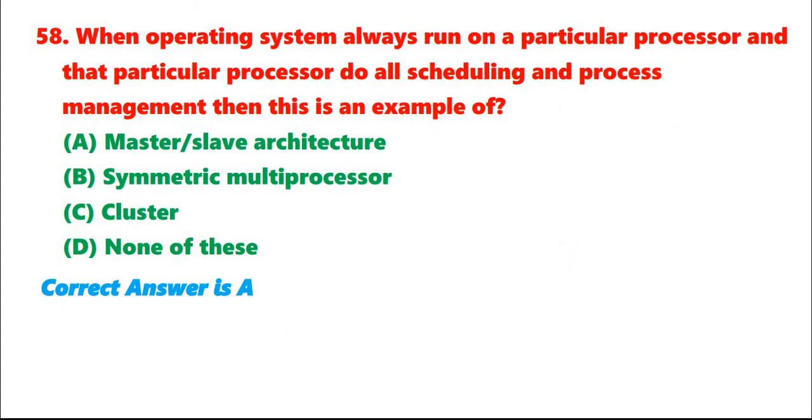58. When operating system always runs on a particular processor and that particular processor does all scheduling and process management, then this is an example of: A. Master/slave architecture. B. Symmetric multiprocessor. C. Cluster. D. None of these. Correct answer is A.